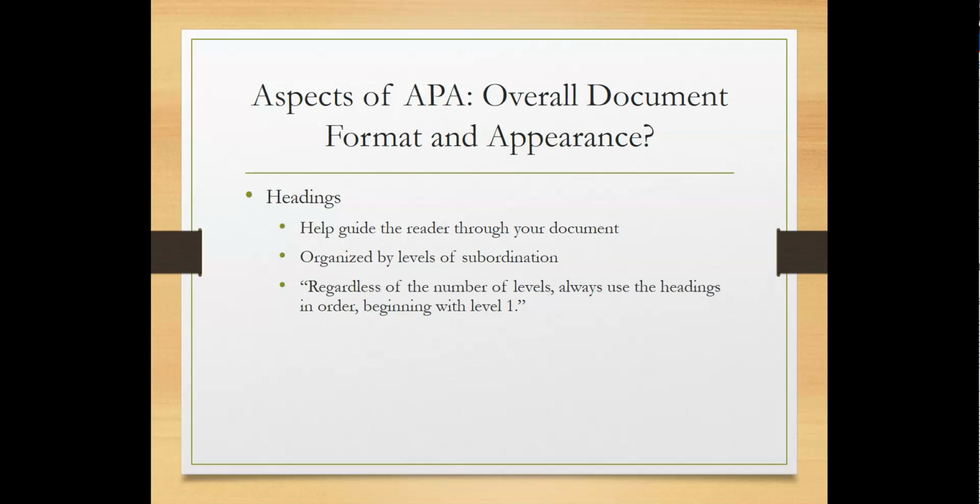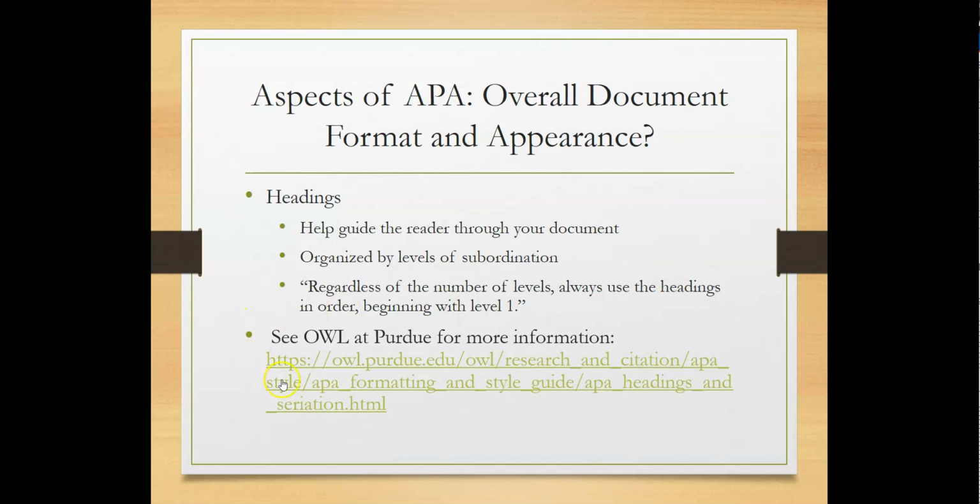It is organized by levels of subordination, and I have this quote here from OWL at Purdue, and I want to make mention of it before I take us back to OWL at Purdue and show you what these headings look like. Regardless of the number of levels, you always use the headings in order, and you always start with level 1. It's very important to keep that in mind because there are times, especially here in the Writing Center, we've seen students bring in papers that, again, most of the formatting with APA is correct, but with their headings, they don't start with level 1, and you have to start with level 1 to keep it in order. And of course, OWL at Purdue does have information about headings.